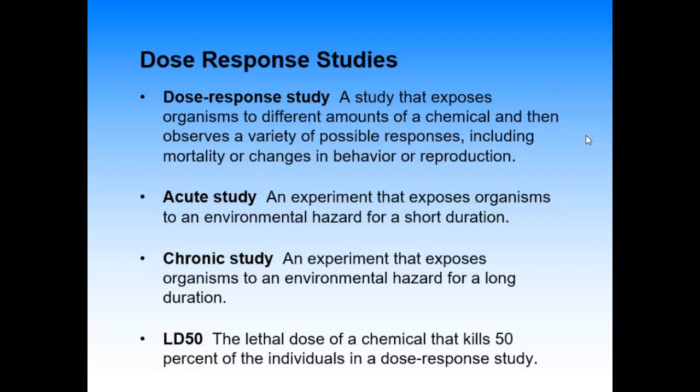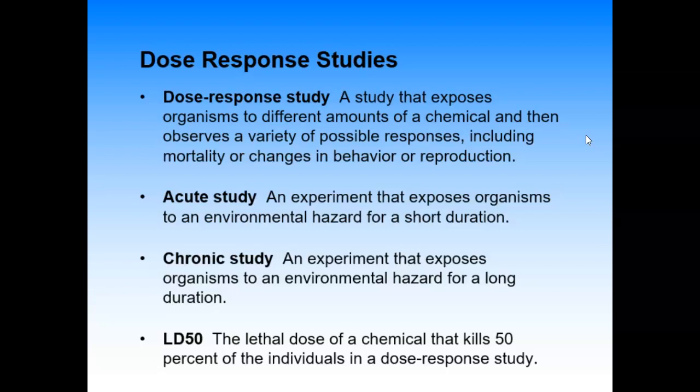An acute study is going to be an experiment that will look at organisms that have been exposed to an environmental hazard for a short duration, but it's going to be quick. That's one of the labs that you are going to be working on, an acute study with nicotine exposure to certain organisms that we have. A chronic study is going to be one that will look at the organisms that have been exposed to this chemical or an environmental hazard for a long period of time.